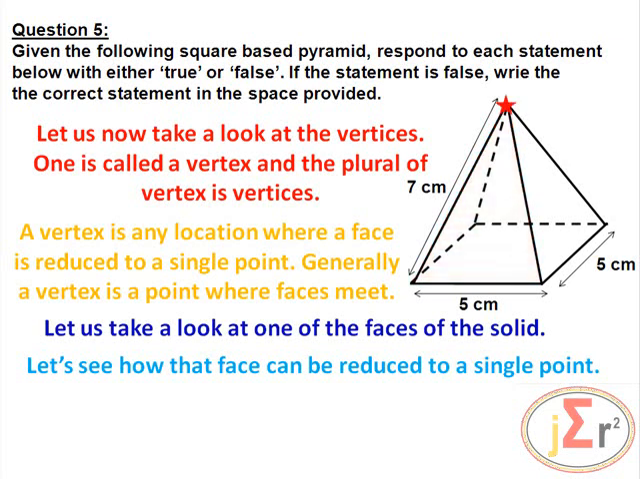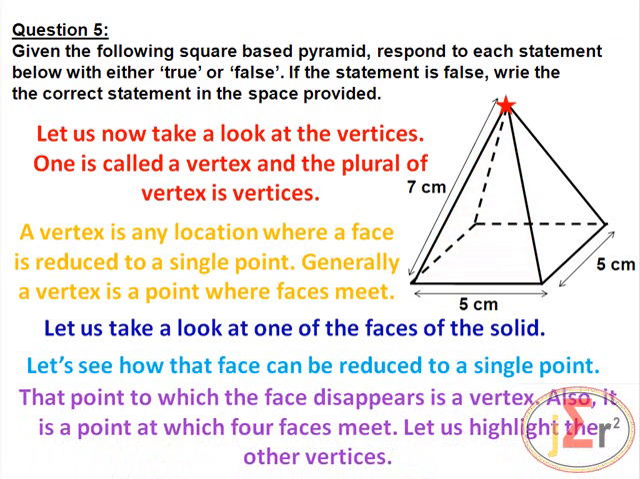That is your vertex. That point to which the face disappears is a vertex. Also, it is a point at which four faces meet. Let us highlight the other vertices.